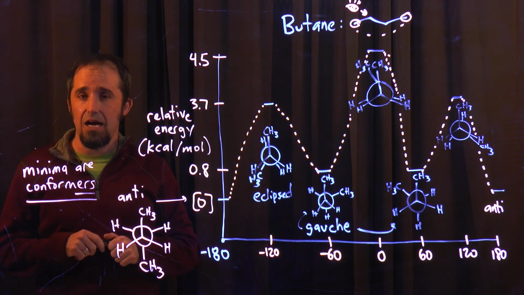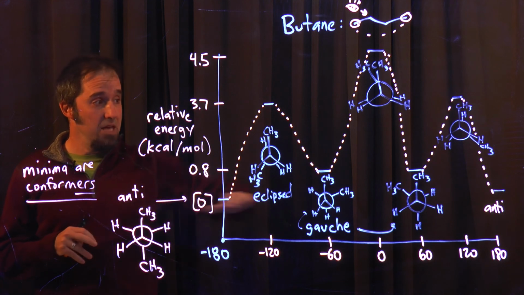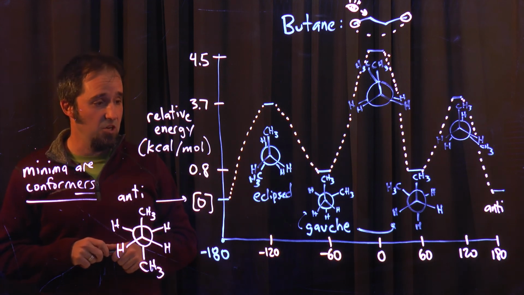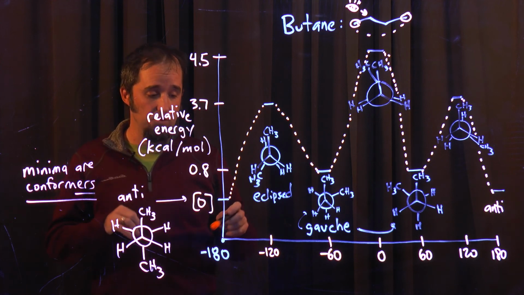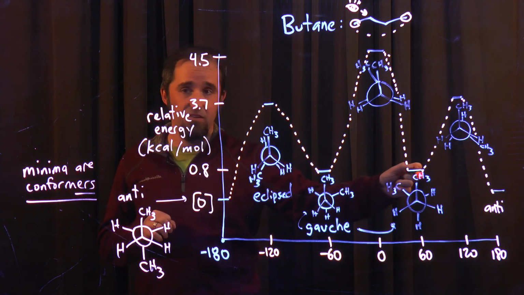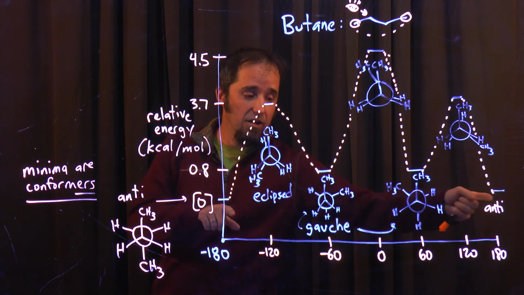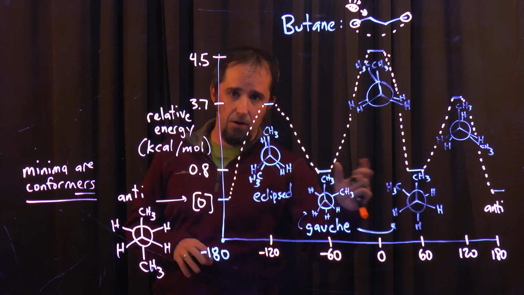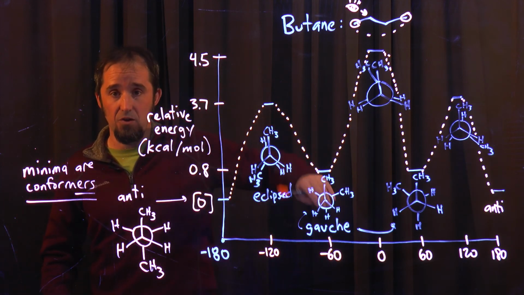Conformer versus conformation. A conformer is a local energy minimum on the surface. So this molecule essentially has 3 conformers. This one, and this one. These 2, 180 and 180, these are the same thing. So 1, 2, and 3, and these 2 are just mirror images of each other. But those are conformers because they're local energy minima.